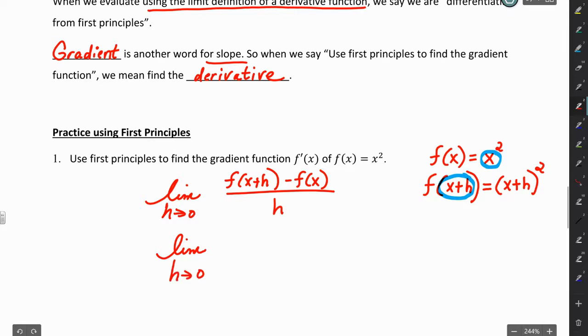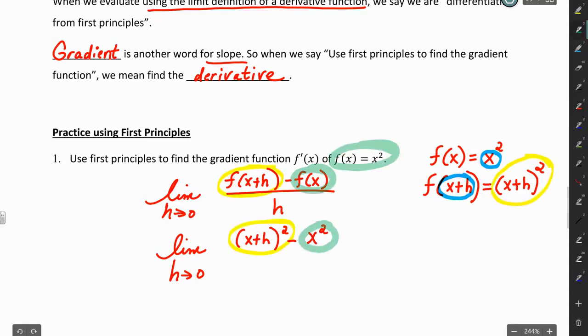We know that for this particular function, f of x plus h is x plus h squared, and f of x is x squared. Let me just circle those. So I replaced f of x plus h with x plus h squared, and I replaced f of x with how we defined our function, x squared, and that's all going to go over h. Now we're just going to go ahead and find the limit.